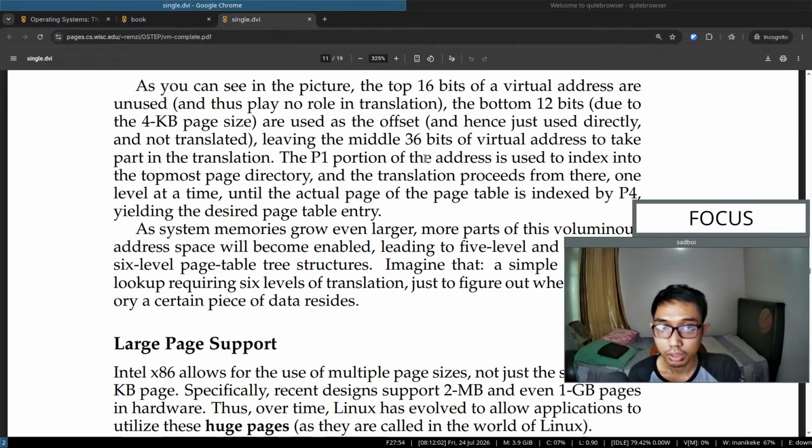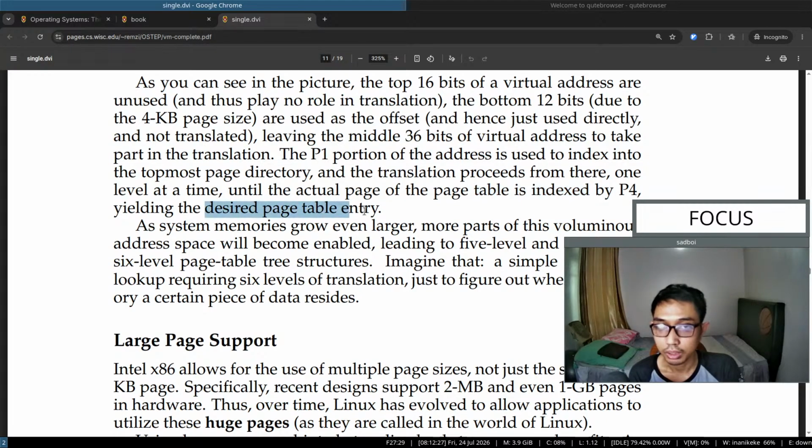The P1 portion of the address is used to index into the topmost page directory, and the translation proceeds from there one level at a time until the actual page of the page table is indexed by P4, yielding the desired page table entry.